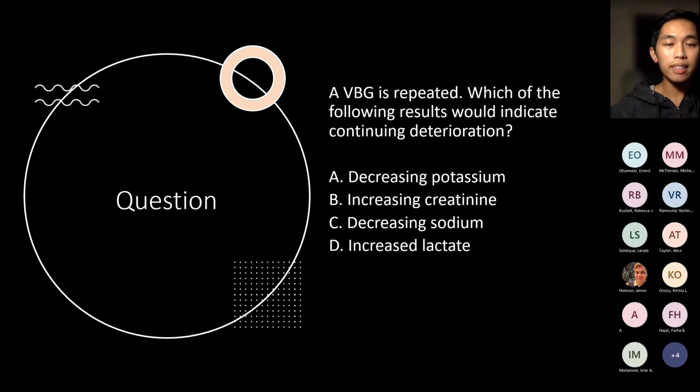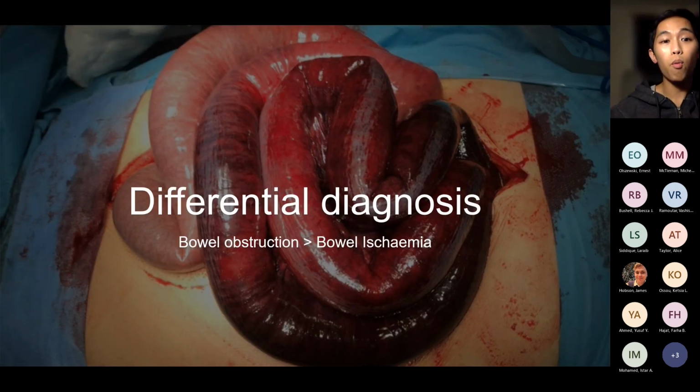So in this case, an increasing lactate, in terms of the clinical picture, would suggest that Harold is continuing to deteriorate. This is because when the bowel becomes ischemic, it switches from aerobic to anaerobic respiration, and this causes the lactate to increase. So now we're thinking with Harold, he's got this bowel obstruction, but now his bowel is becoming more and more ischemic.